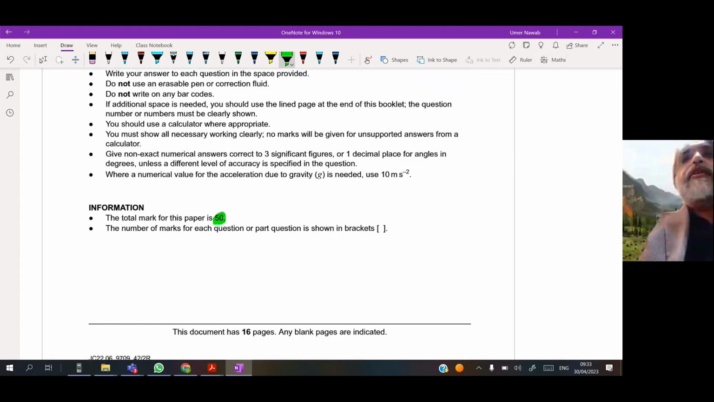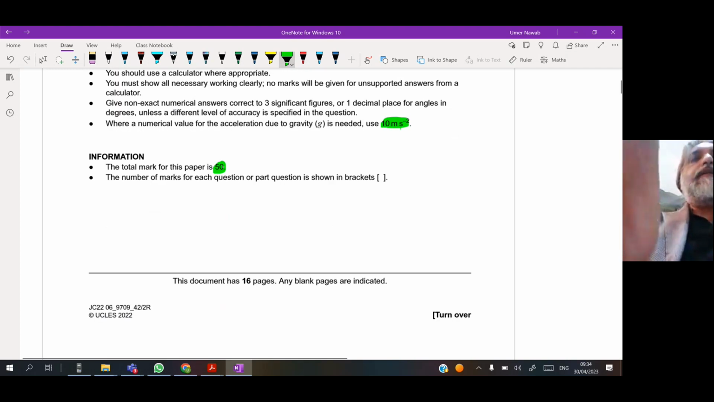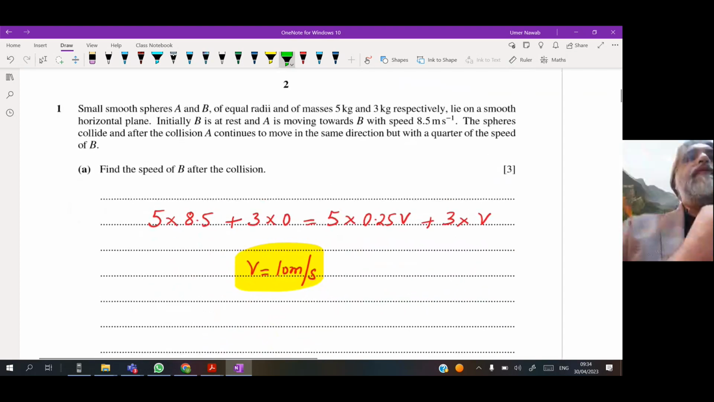The value of g should be taken as 10 meters per second squared. If the body is going upward, it will be minus 10. If the body is going down, it will be plus 10 meters per second squared. All the answers you should write to three significant figures. If they are non-exact answers or angles, they must be written to one decimal place. Let's start with the first question.